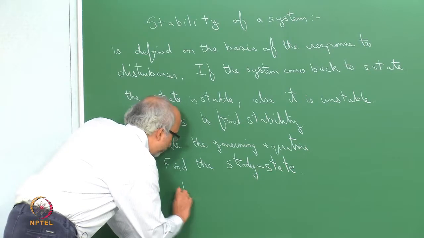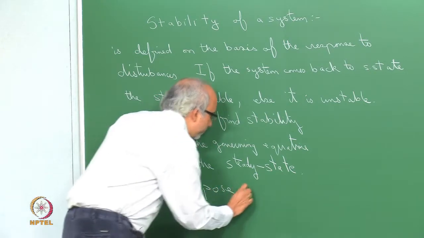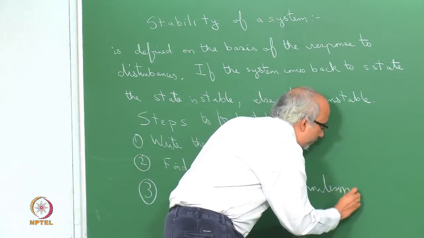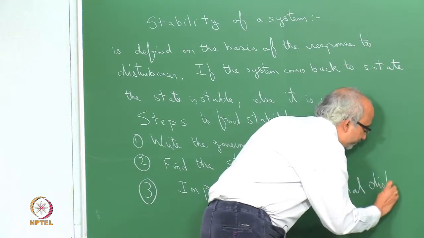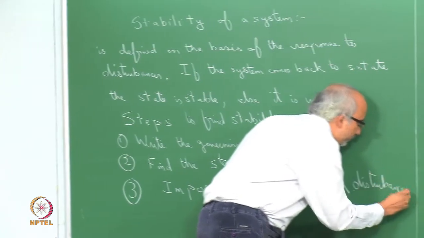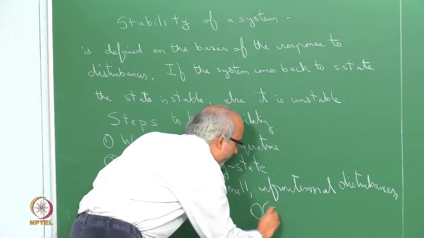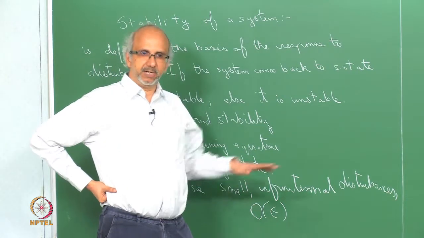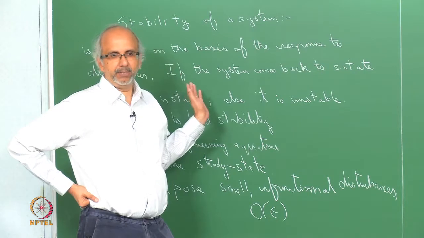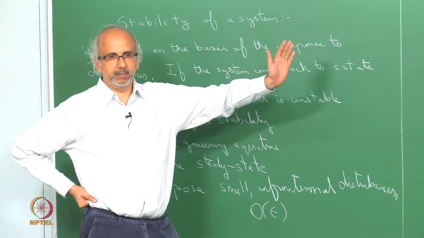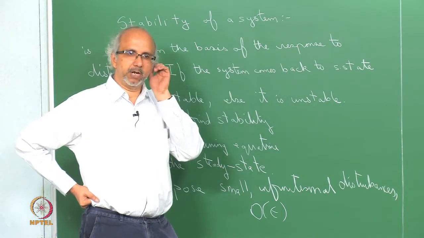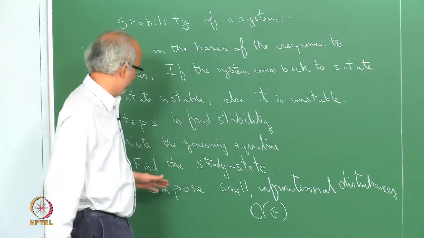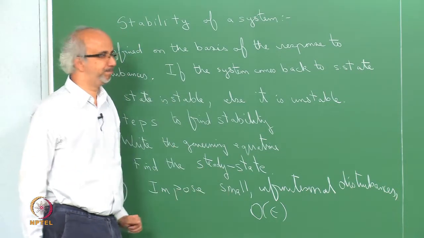What we do is impose small disturbances. When I say small, I mean infinitesimal disturbances. And here is where the order of epsilon comes in. These are basically of order epsilon, very small disturbances. That's the connection I want you to make with the perturbation series that you have seen earlier. When you are working at order epsilon, you will be neglecting higher order terms.